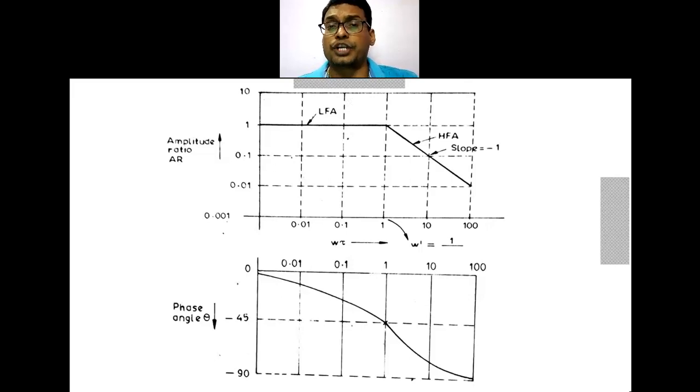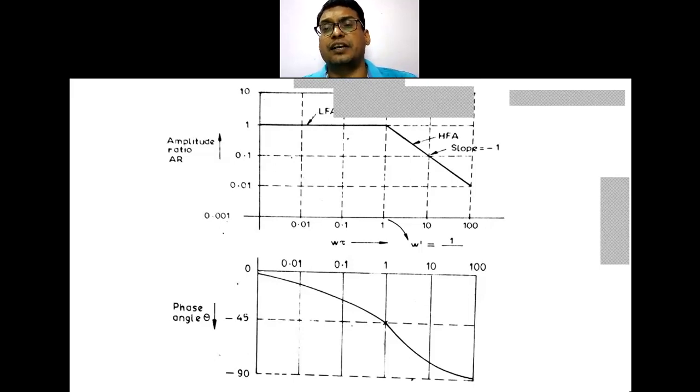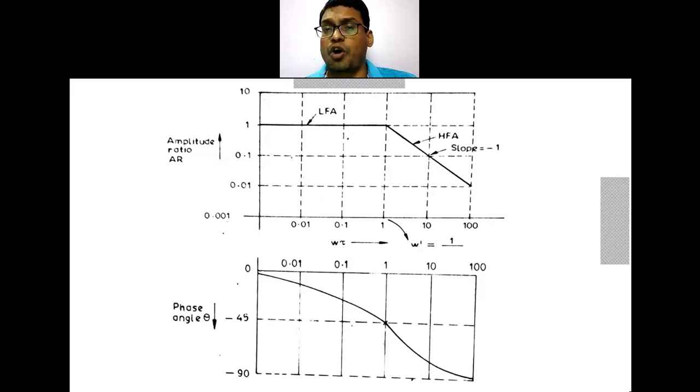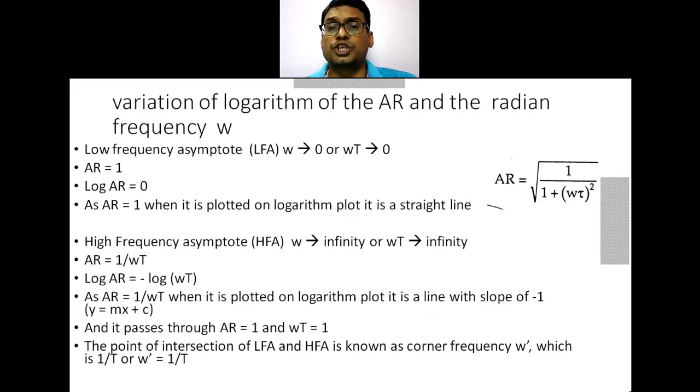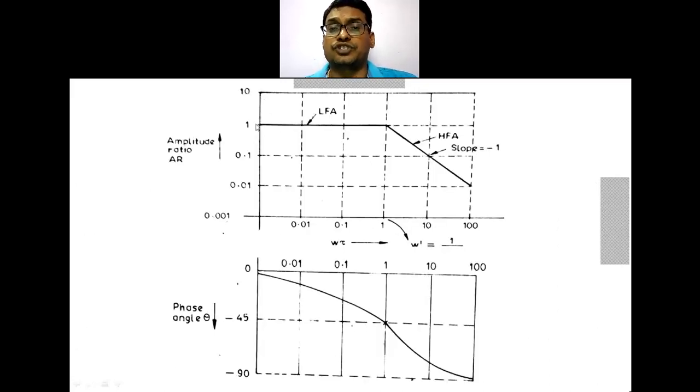So the amplitude ratio requires two things: one is the low frequency asymptote, and second is the high frequency asymptote. The low frequency asymptote is obtained by substituting omega tends to 0, that means omega tau tends to 0. That means the amplitude ratio will be equal to 1. Then the log of the amplitude ratio becomes equal to 0. So if you plot the amplitude ratio, it becomes a straight line, that is your low frequency asymptote.